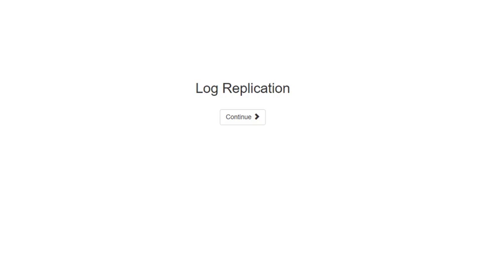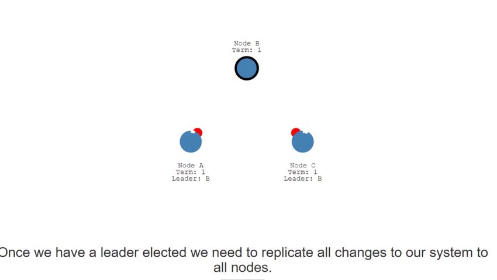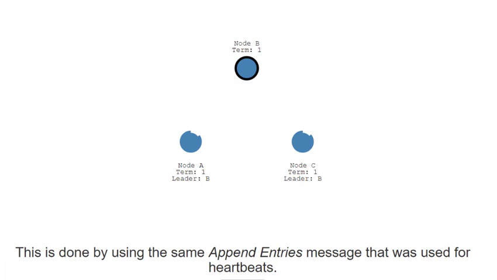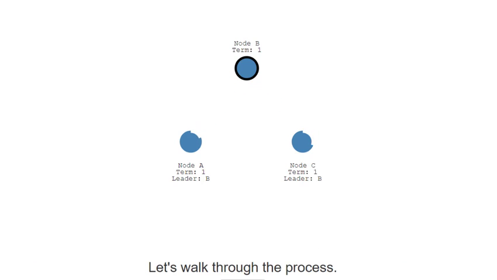Log replication. Once we have a leader elected, we need to replicate all changes to our system to all nodes. This is done by using the same append entries message that was used for heartbeats. Let's walk through the process.